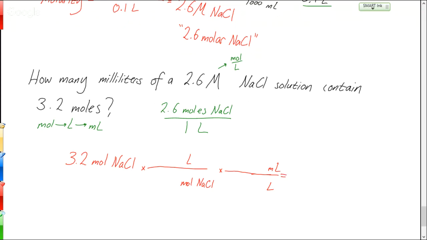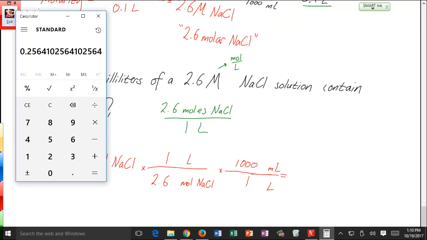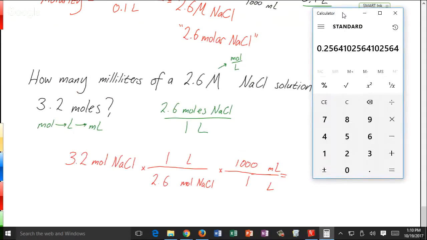Now we need to fill in the numbers. We know there's 1,000 milliliters per liter, and the other numbers come from the molarity. The molarity, 2.6 molar, tells us that there are 2.6 moles per each liter. So we can evaluate that: 3.2 divided by 2.6 times 1,000.